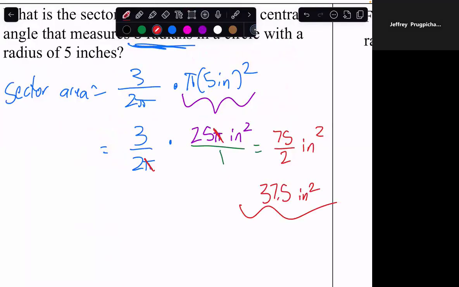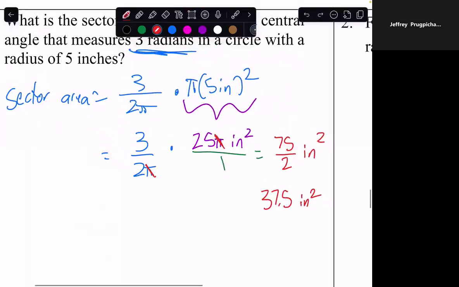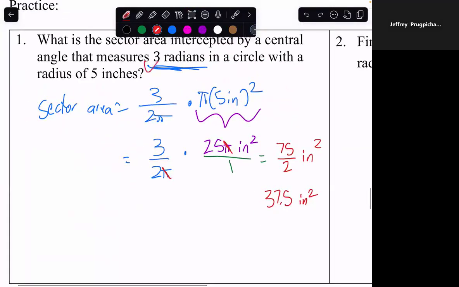Notice there's no pi in the answer. That's one example of when radians work out nicely, right? If we were doing degrees, you would have a long decimal that goes on forever. But in this case, the numbers work out very nicely.